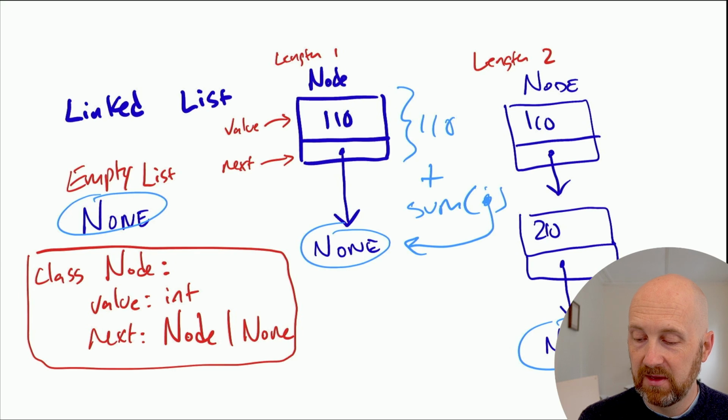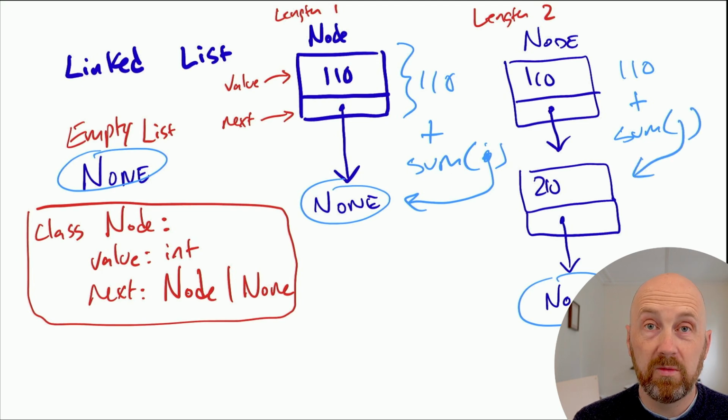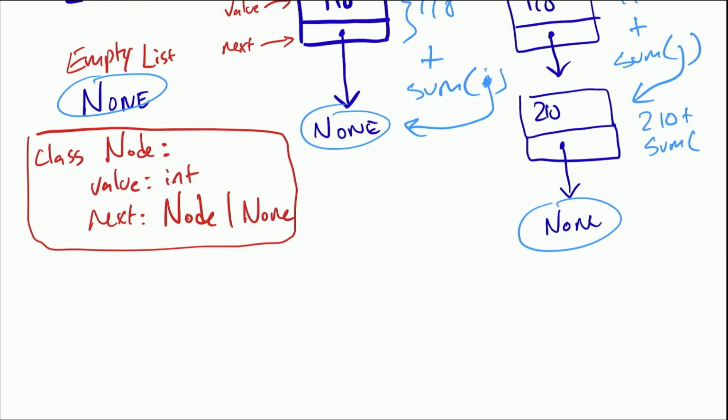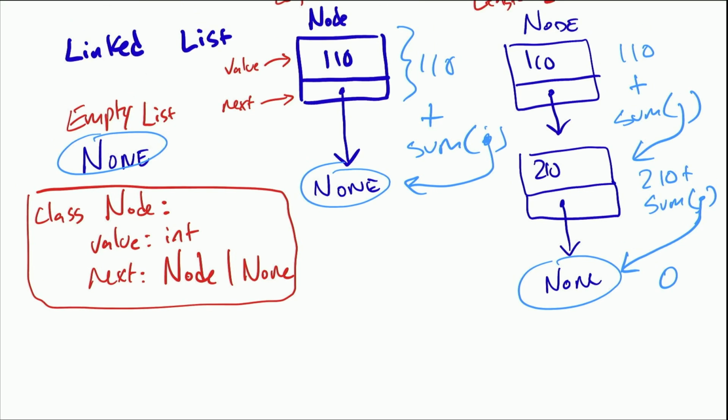Our job is done. Now, as the final example here, we ask what is the sum of this linked list? Well, this is our head, and the first iteration of this would be 110 plus the sum of what comes after me. Well, what is that? That is going to be 210 plus the sum of what comes after me. And we know that that's going to be 0. So 110 plus 210 plus 0, and that's going to give us 320, right?